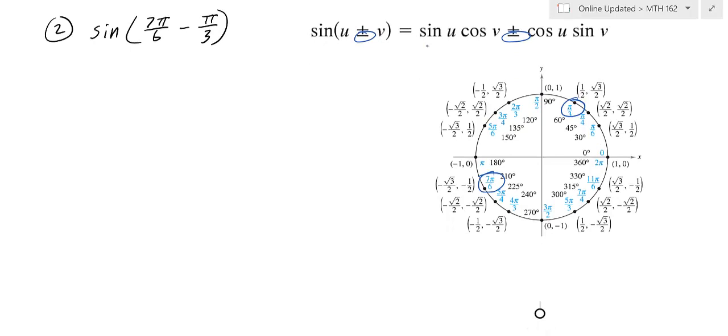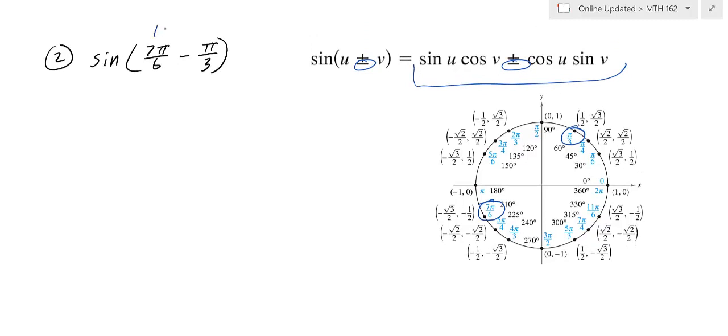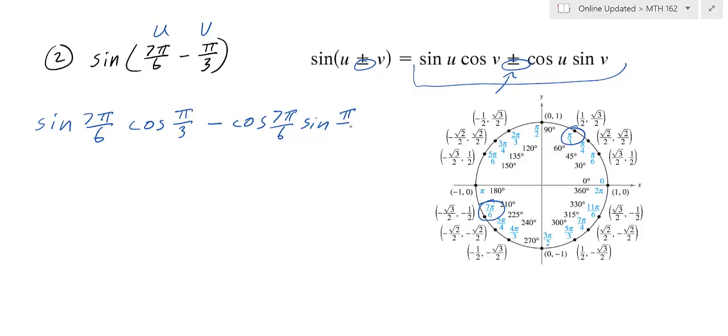the formula. So if we use this formula here, we would have the sine of u, which here we have u and v. That means we would take the sine of 7 pi over 6 multiplied by the cosine of v, which would be the cosine of pi over 3. And again, make sure we use minus the cosine of 7 pi over 6 multiplied by the sine of pi over 3.